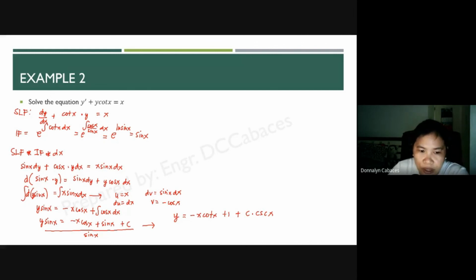Or you can rearrange the terms: y plus x cotangent x minus, or plus, c, still c times cosecant x is equal to 1. And that is the solution of example number 2, which is found to be linear in the variable y.